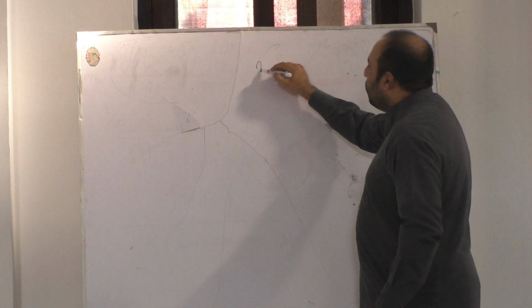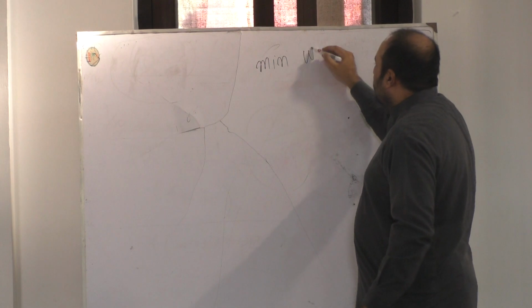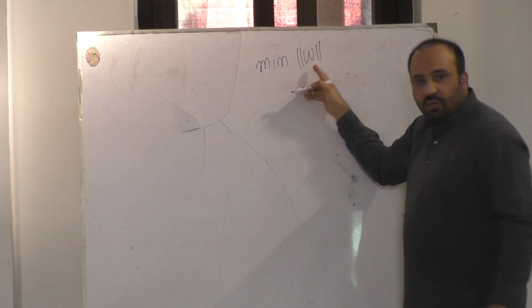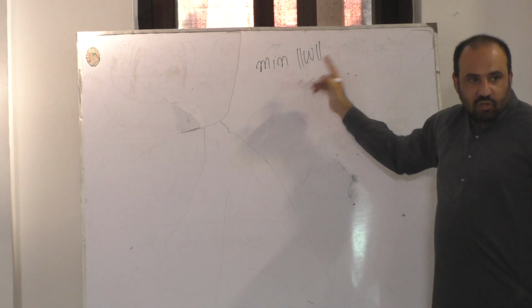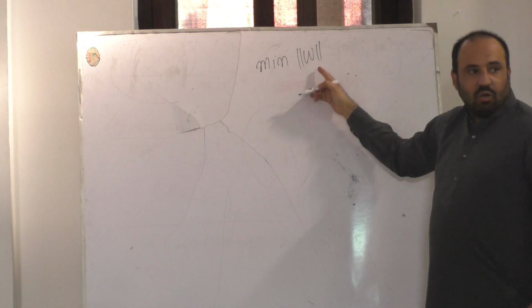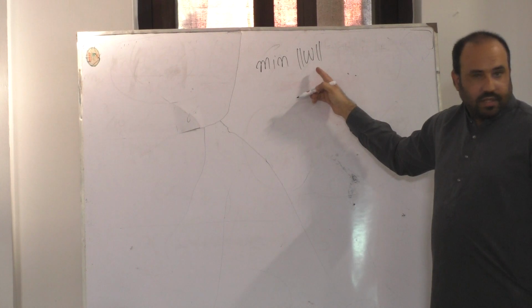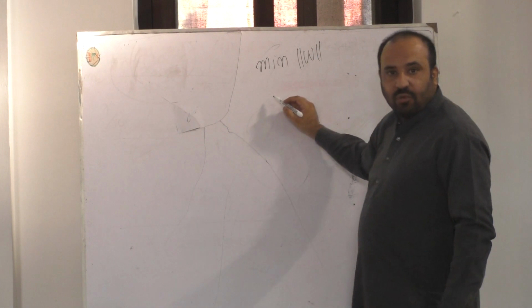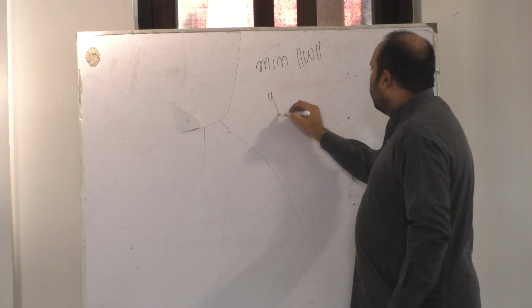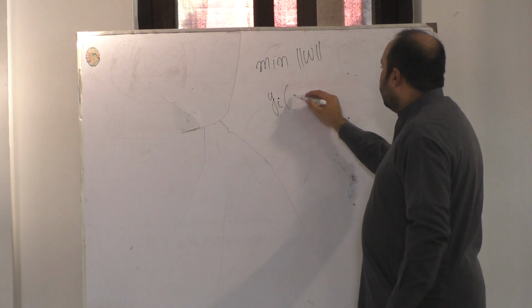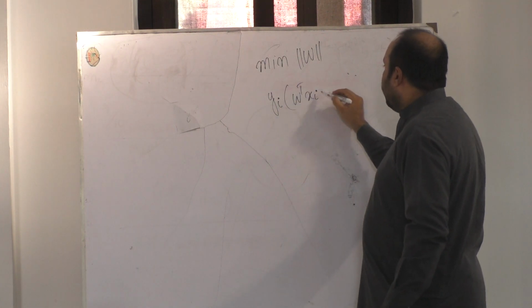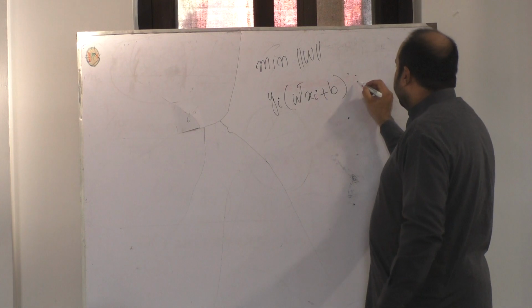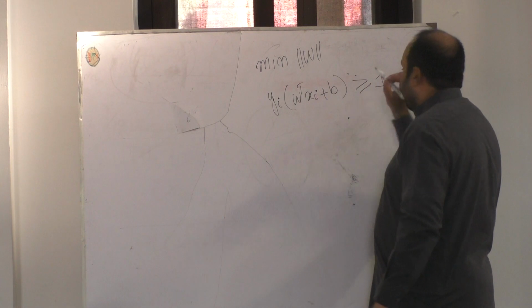We want to find out a W with minimum norm. Yes? And the following properties. Yi (W transpose Xi plus B) is always greater or equal to 1.